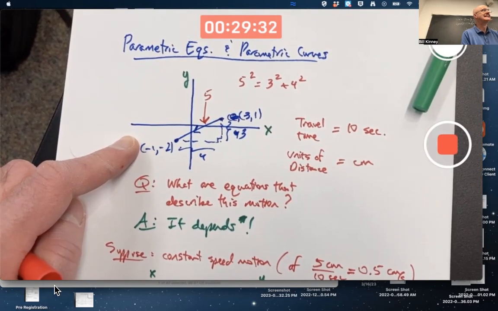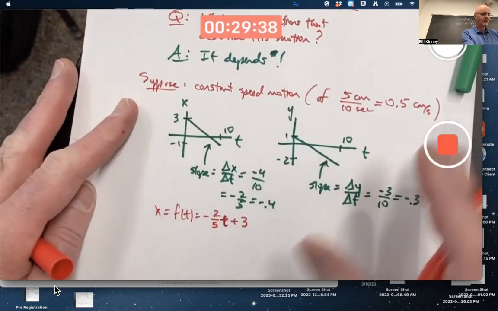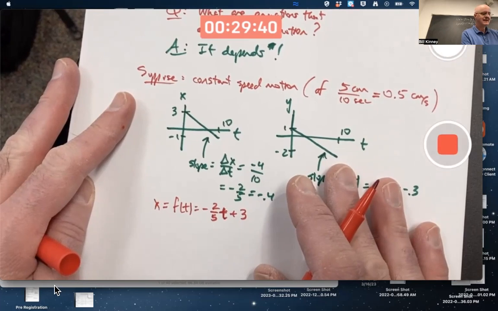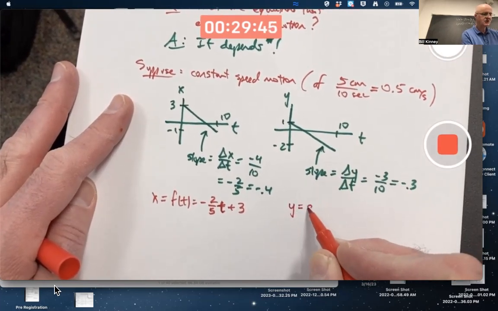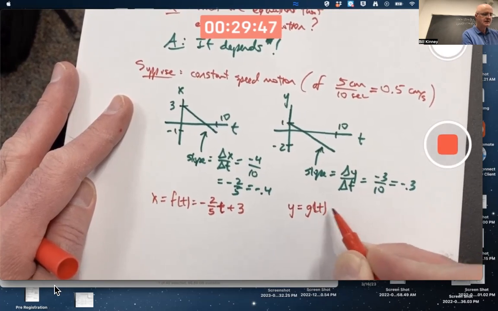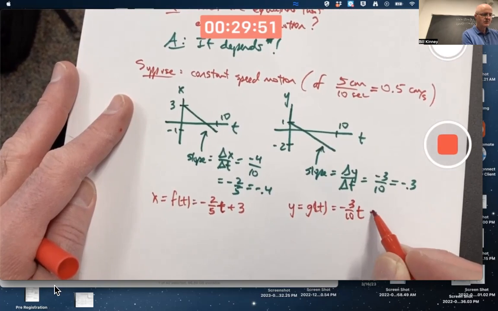Okay, you can make axes any direction you want them to be. It's just, what are you used to? And here, y is some other function called g of t, -3/10 t plus 1.